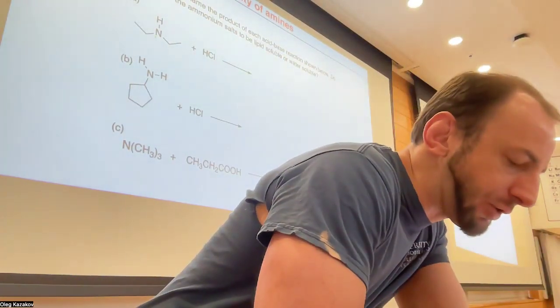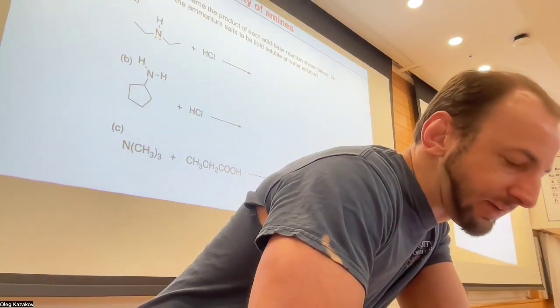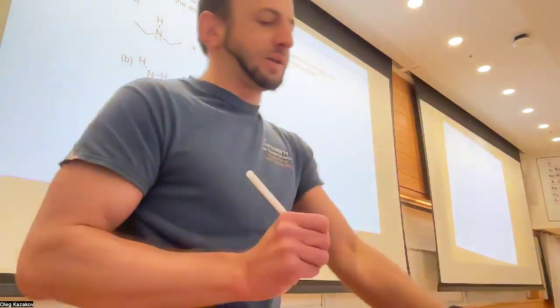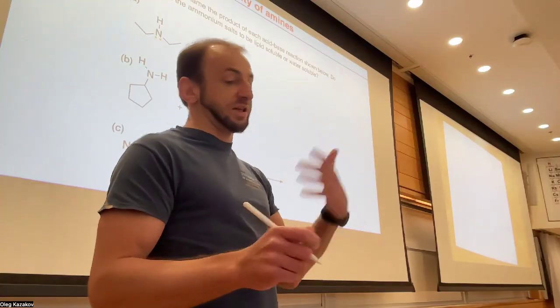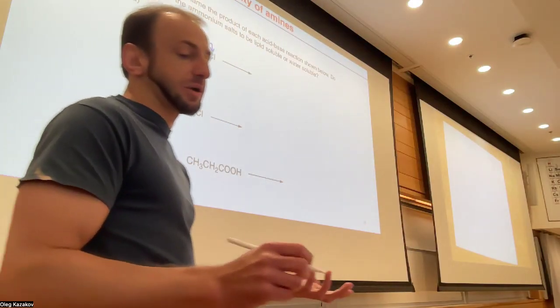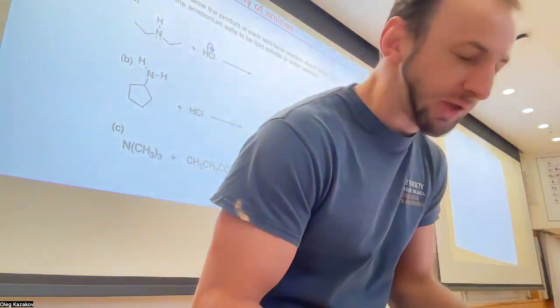So first of all, I need to notice the lone pair of electrons, and the fact that I have HCl. In which case I'm going to make sure that H plus is produced as a result, and then it will associate with my amine. So let's show the result.